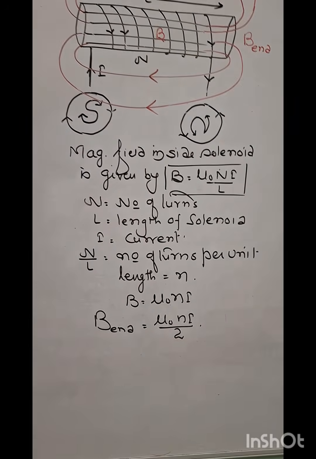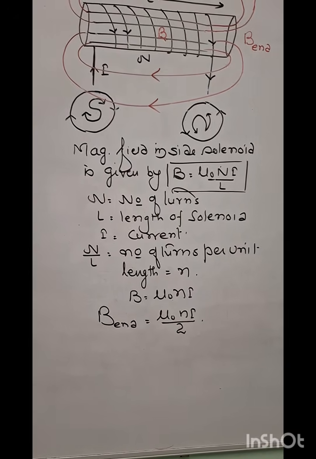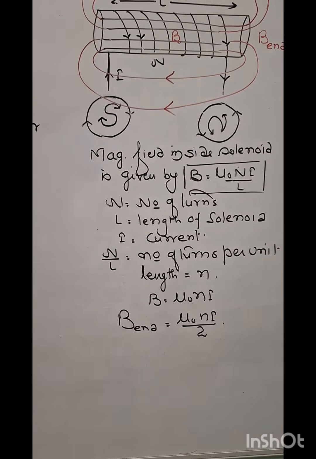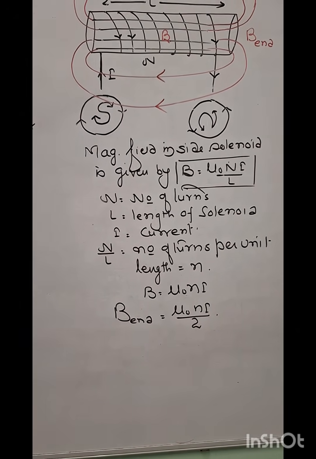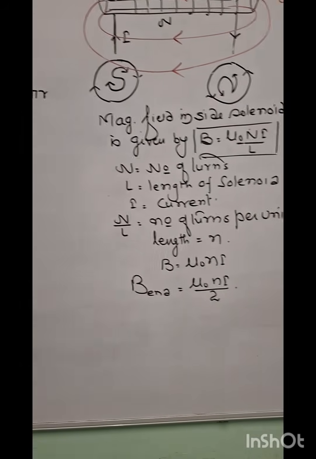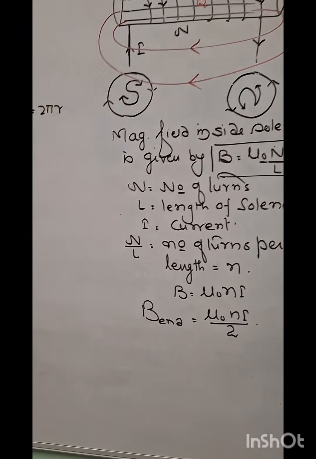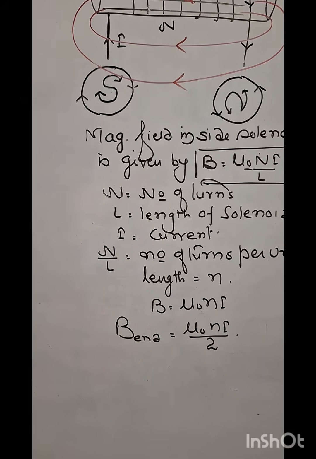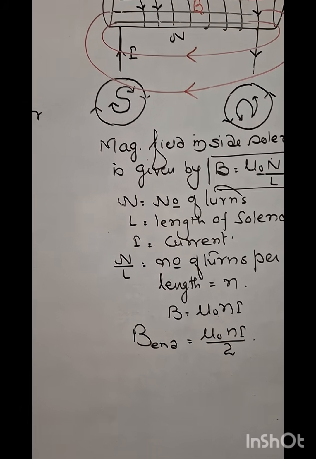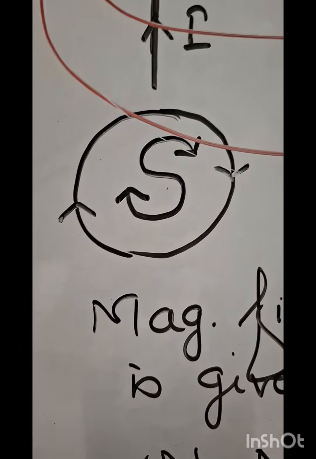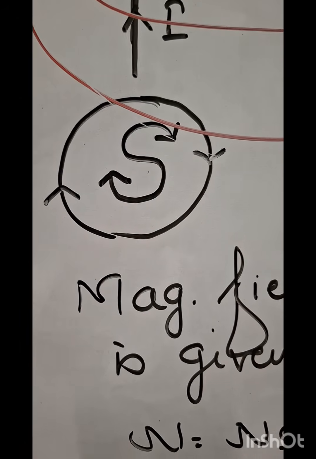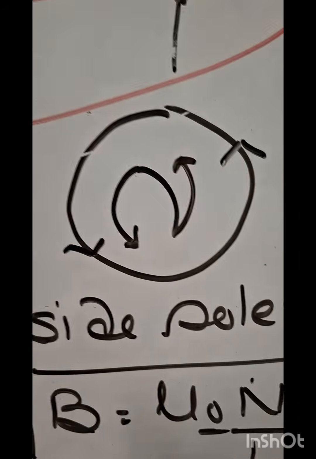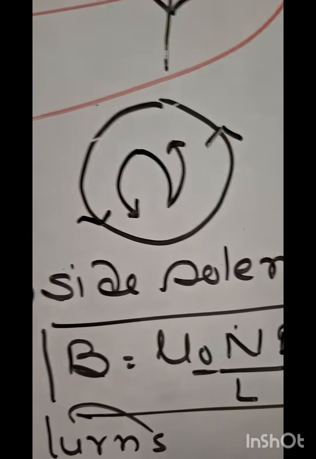Now the question is which end of the solenoid will act as north pole and which end will act as south pole. To find the polarity of the solenoid, hold the solenoid just in front of yourself and see the direction of current in the solenoid at the end towards you. If the current is going clockwise, then that end is south pole, the other end is north, and if the current is going anti-clockwise, then that end is north pole, the opposite one is south pole.